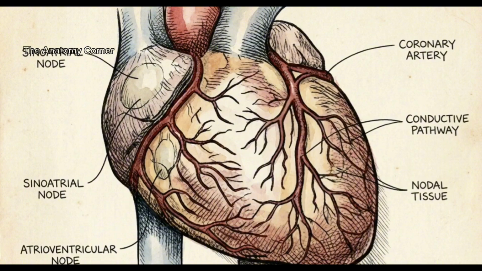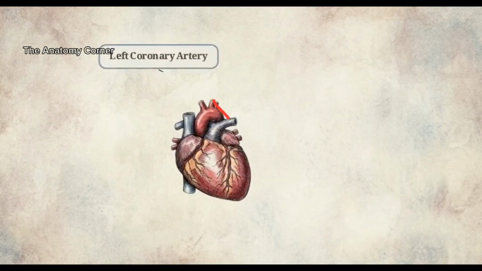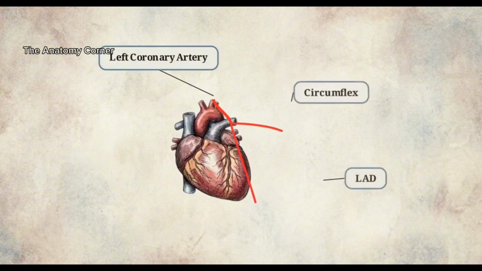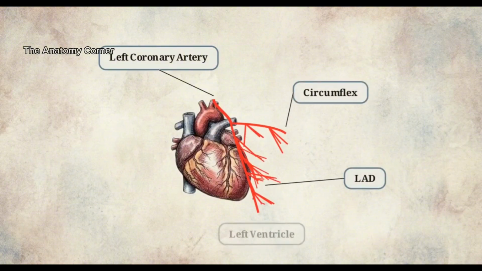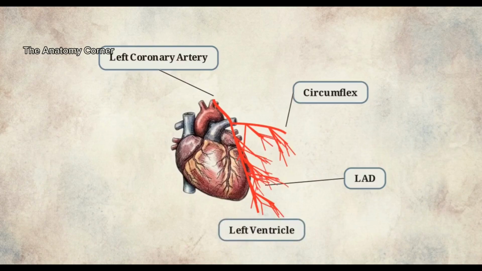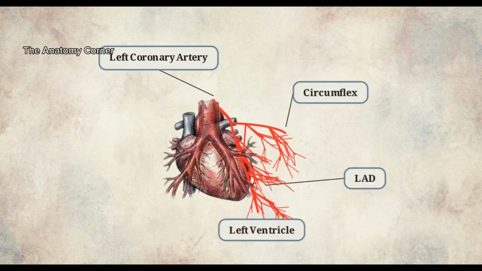Crucially, this right-sided arterial supply is typically responsible for fueling the SA and AV nodes, meaning the electrical timing of the heart depends on this specific vessel. On the opposite side, the left coronary artery splits into the circumflex artery and the critical anterior interventricular artery, widely known as the LAD. These branches distribute a dense arterial network over the thick left ventricle.